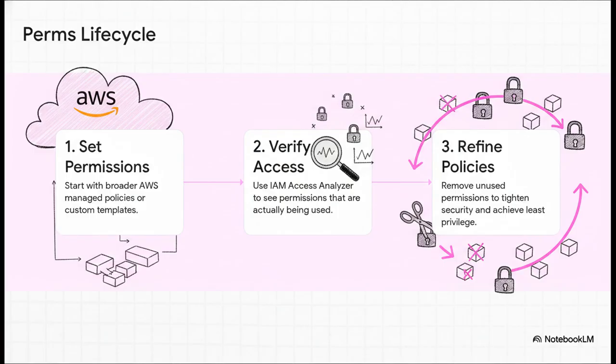Step 1, you set permissions. Maybe you start with a slightly broader AWS managed policy just to get things up and running. Step 2, you verify access. You use amazing tools like IAM Access Analyzer to see what permissions are actually being used. Then, step 3, you refine the policies. You take that data and you create a new custom policy that only has the permissions you need, and you get rid of all the extra stuff. And then you start the whole cycle over again.